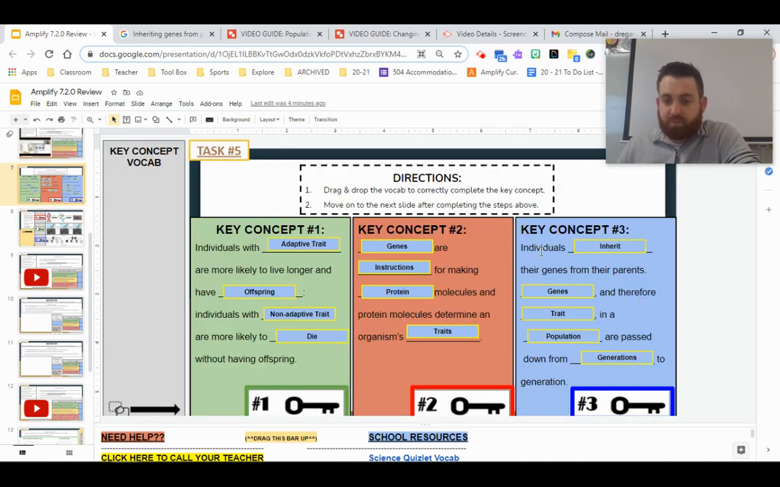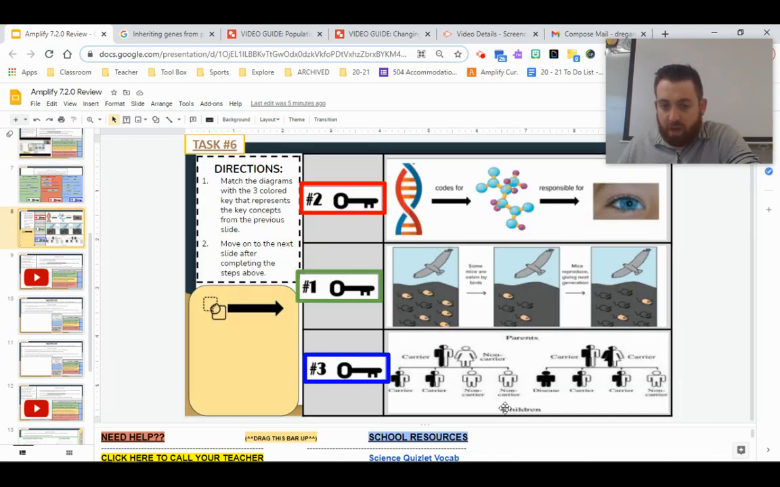Last but not least, individuals inherit their genes from their parents. Genes and therefore traits in a population are passed down from generation to generation. Well, we have all of our 2 parents here in our 2 families in our population here. And if you notice, our parents on either side, we have different things that deal with carriers and non-carriers. The carriers and non-carriers can be things like carriers for certain genetic traits or non-carriers for certain genetic diseases, things like that. And if you notice, we have some different possibilities for when their offspring are born.